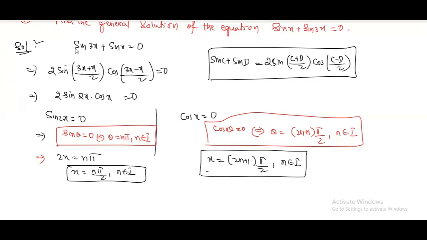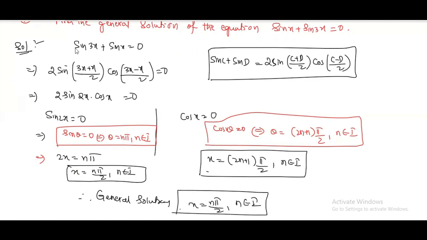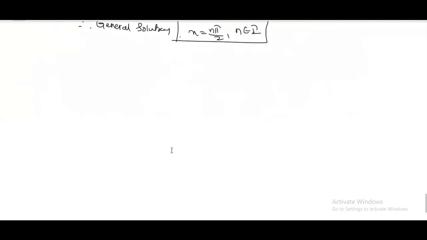So what is the general solution which satisfies both? So the general solution which satisfies both is x is equal to n pi by 2, where n belongs to integers. So this is the general solution or answer for this question. So this is the way how to solve this question. So next, question number 2.